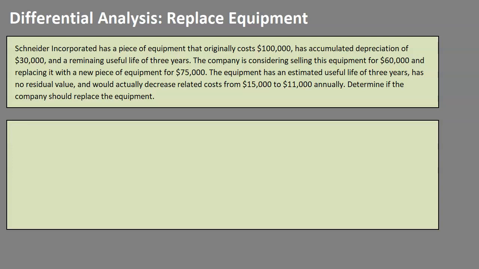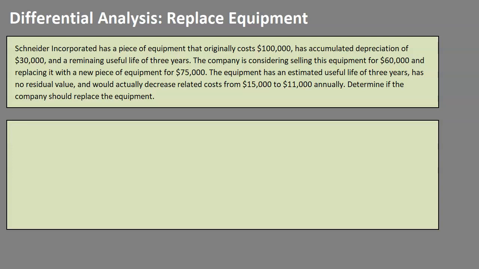So here we have Schneider Incorporated that has a piece of equipment that originally cost $100,000. This piece of equipment also has accumulated depreciation of $30,000. So the $100,000 and the $30,000, that is not going to be relevant to us. What we care about is the new equipment that we are going to replace it with. Is that replacement going to cost us, or actually going to save us money? So let's take a look.